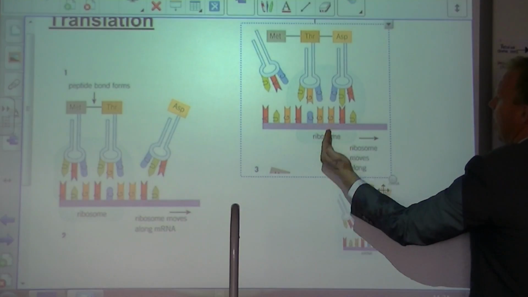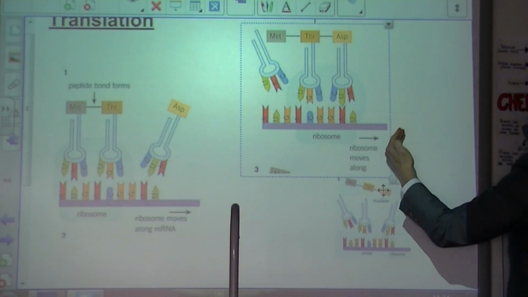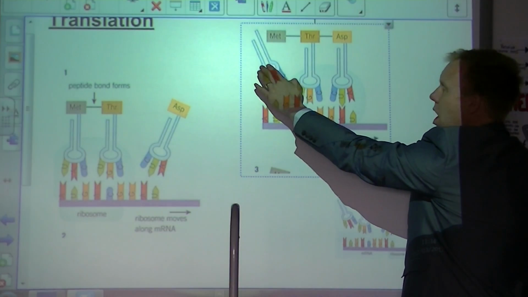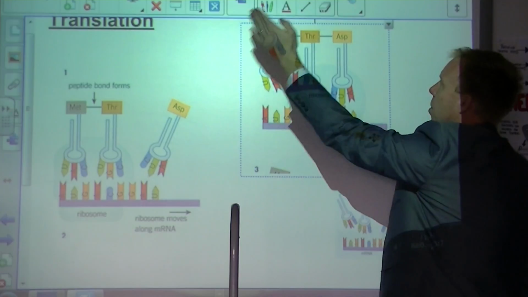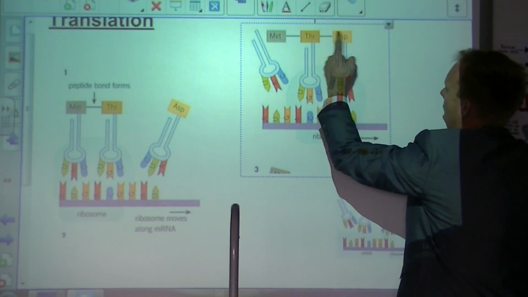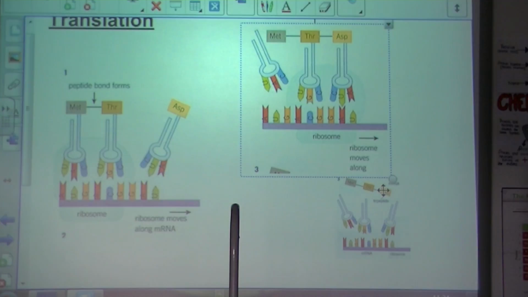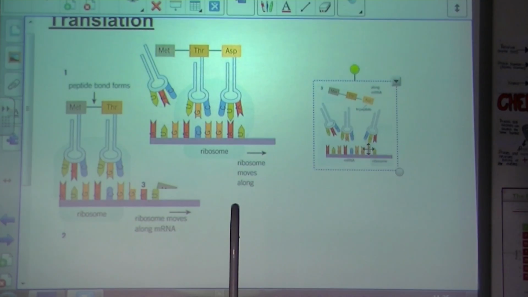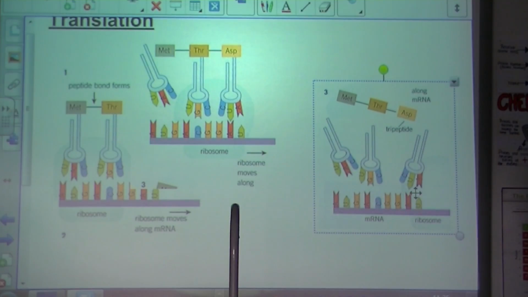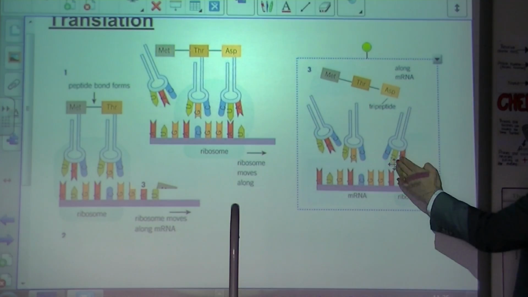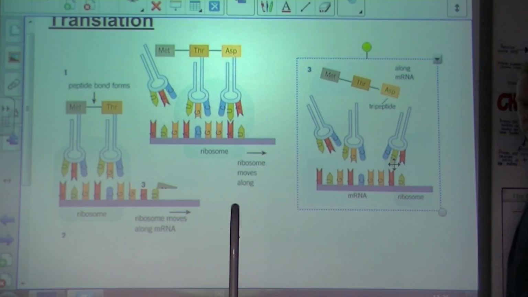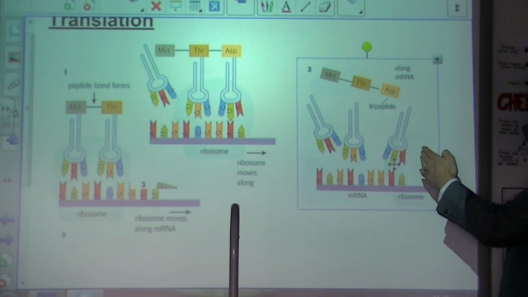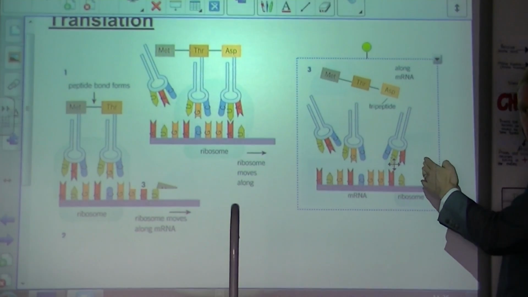The ribosome shifts along, reading the codon after codon after codon. Once the tRNA has done its job, it leaves to go pick up another amino acid, and we form an amino acid chain that eventually ends when you reach a stop codon. That's what this diagram is trying to represent. This tRNA has no amino acid attached. This tRNA has no amino acid attached, alright?